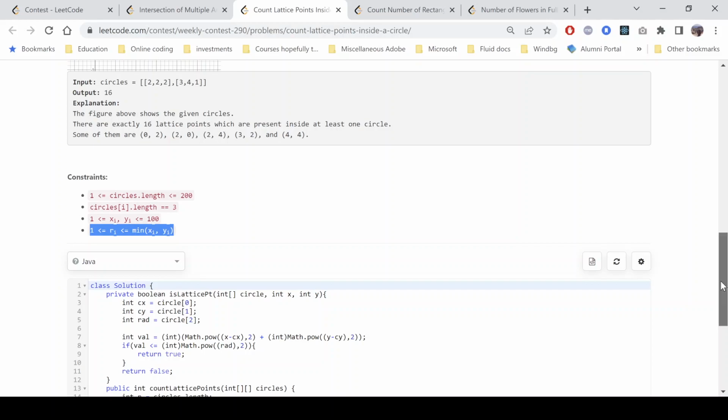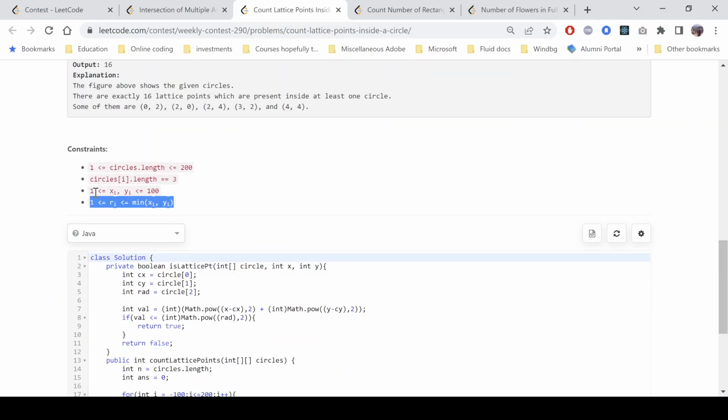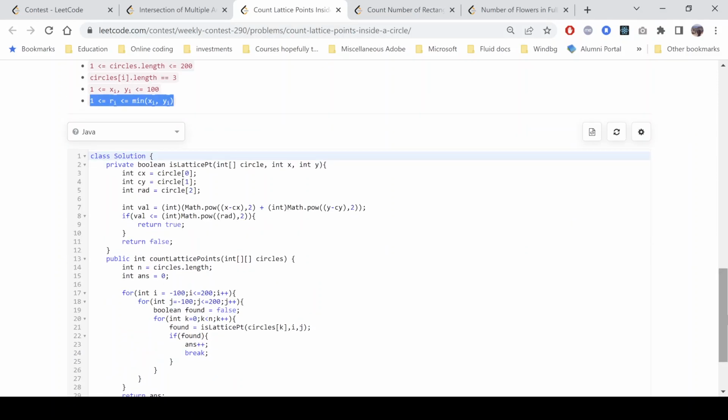So if I consider the leftmost point in the worst case, it can go down to minus 100, because if our coordinates are 1, 1 or 1, 100, whatever it is, and the radius, though it says minimum of xi, yi, if we consider the maximum value of the radius, that will be 100, so it will be minus 99. And if I talk about the rightmost extreme, if our x and y coordinates are 100, 100, and in that case our radius is also 100, then the x and y coordinates will go maximum up to 200.